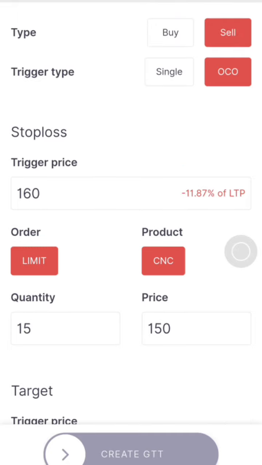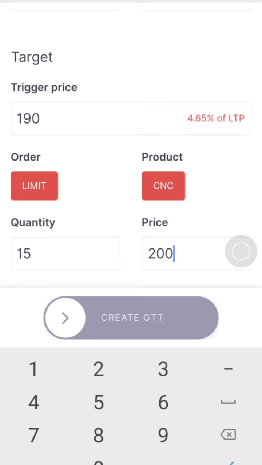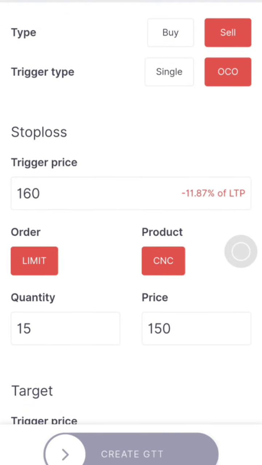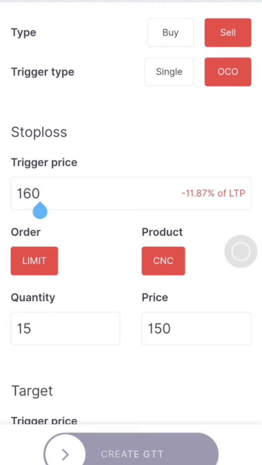Let me explain again. So in GTT, when you're doing sell, you already have some shares in your DMart. You want to put OCO, one cancels other. Now the current price of SBI is going on at some 182. So you want to sell when it reaches 200. Okay, 200 is the target price. So for that you put trigger price 190. So once it reaches 190, this trade will get activated, and once it reaches 200, it will finally get executed. At the same time you need to think about the stop loss. You put the stop loss of 160. It means if in case the share price falls down and reaches 160.